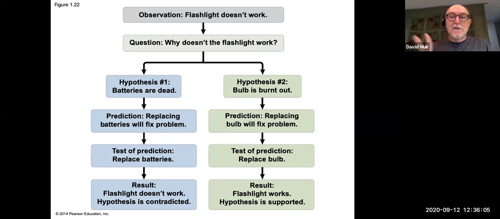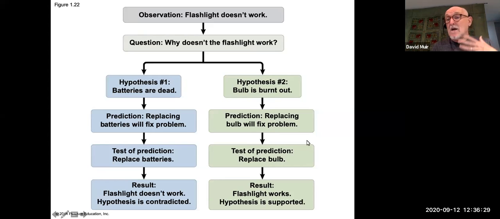There are some important questions to ask. What about hypothesis 3? One of the batteries was reversed. Do we need to move on to hypothesis 3? No. We have a total explanation here, a complete explanation. Hypothesis number 2, the bulb was burned out, is a complete explanation which satisfactorily answers the question. We don't need to proceed.